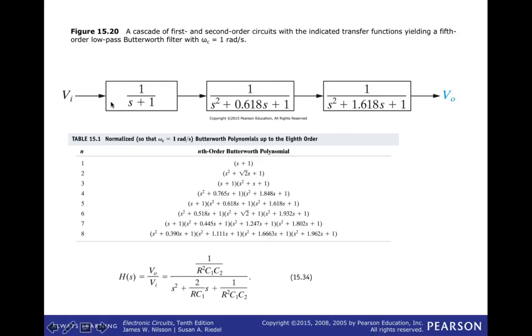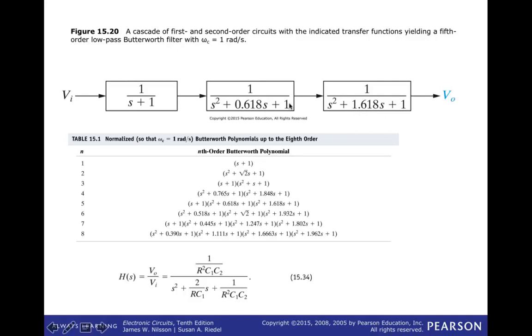One of them is going to be a simple low-pass RC. And it's active. So it's got to be active. You cannot do a passive filter and then 2 active filters to do Butterworth. That's just not going to work. So this is a simple low-pass first order RC filter. This is a Butterworth filter with this middle term designed to be 0.618. And this is a Butterworth filter with this middle term designed to be 1.618.